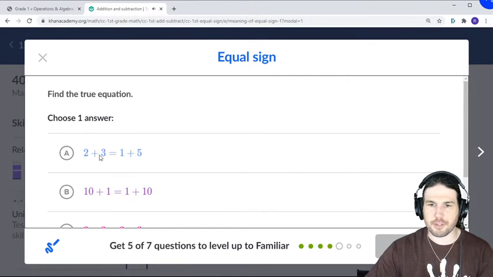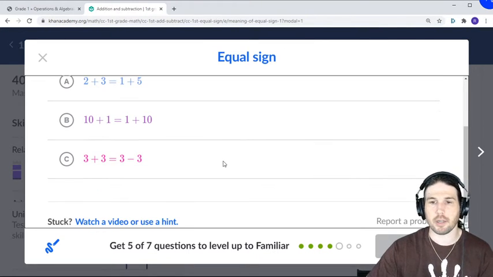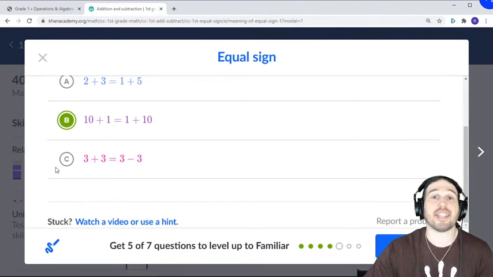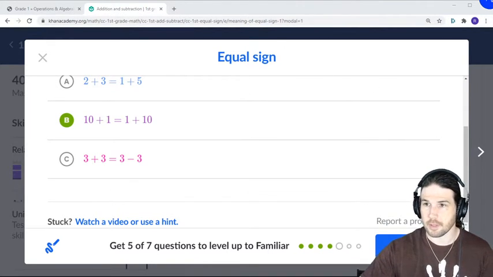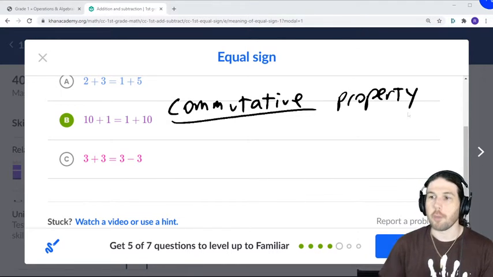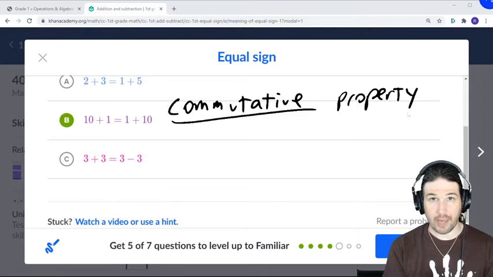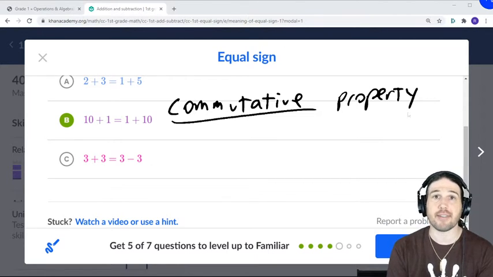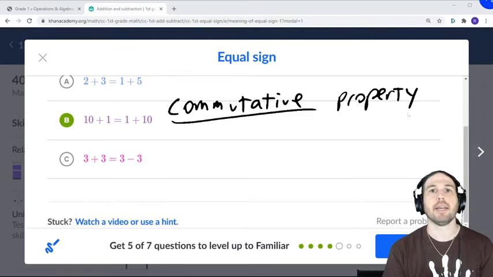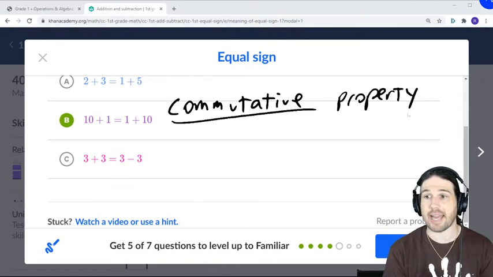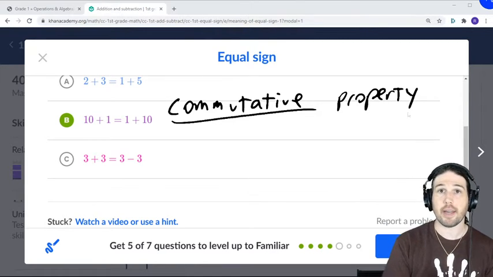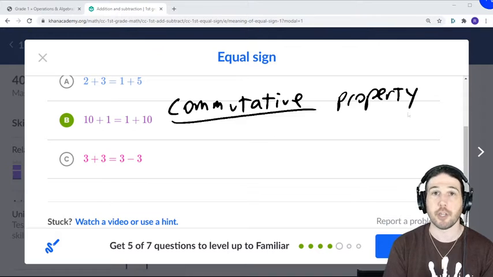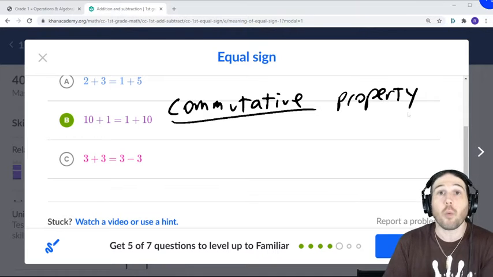Let's see. 2 plus 3 is 5. 1 plus 5 is 6, so A is wrong. 10 plus 1 equals 1 plus 10. This has a name, and it is called, hold on, commutative. Commutative means that you can do it in either way, in either direction. When I lived in San Francisco and I commuted up to Sonoma County, it meant that I went both directions every single day. The commutative property of addition says that you can do addition in either direction. Now again, as first graders, we're not going to expect them to know what that is. We won't probably bring that up until 5th or 6th grade, but that is what we are showing here.